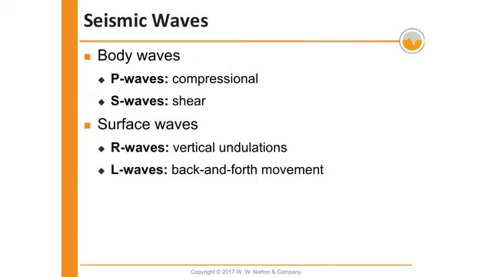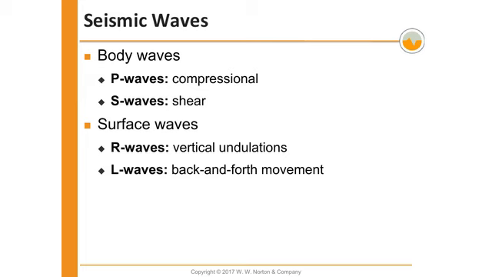This slide focuses on seismic waves. We categorize these waves primarily into two types: body waves and surface waves. Let's start with body waves. Within body waves, we have P waves, which are compressional, moving by pushing and pulling, similar to sound waves through air, allowing them to travel through both solid and liquid layers of the Earth. S waves, on the other hand, are shear waves moving perpendicular to the direction of propagation and can only travel through solids, which makes them slower than P waves.